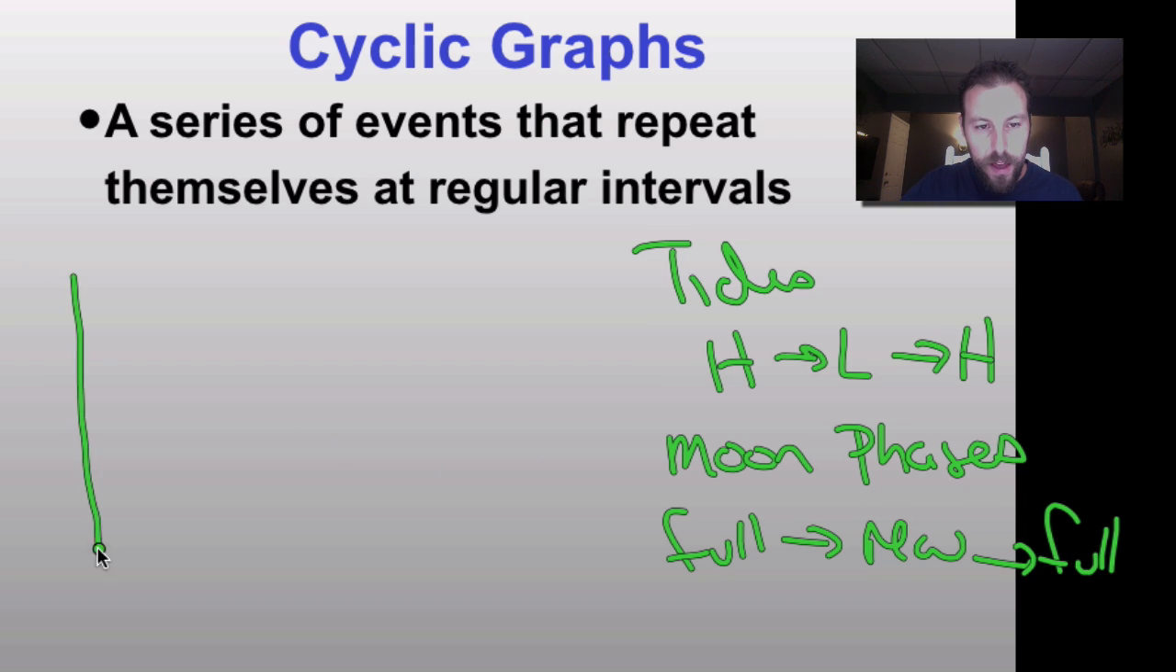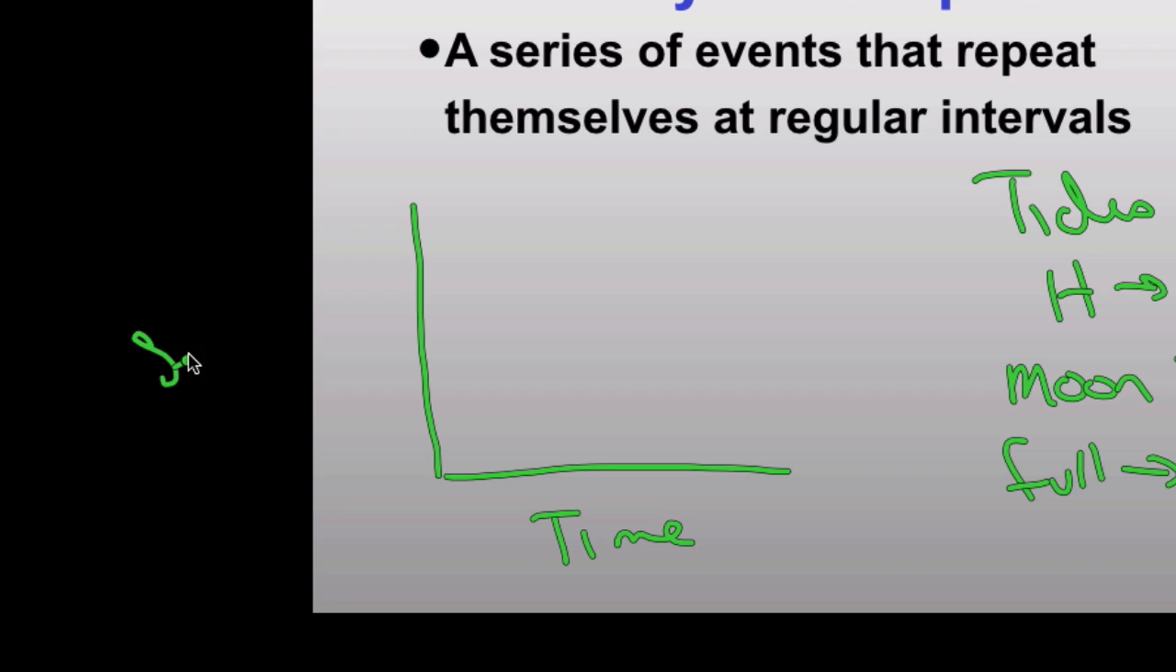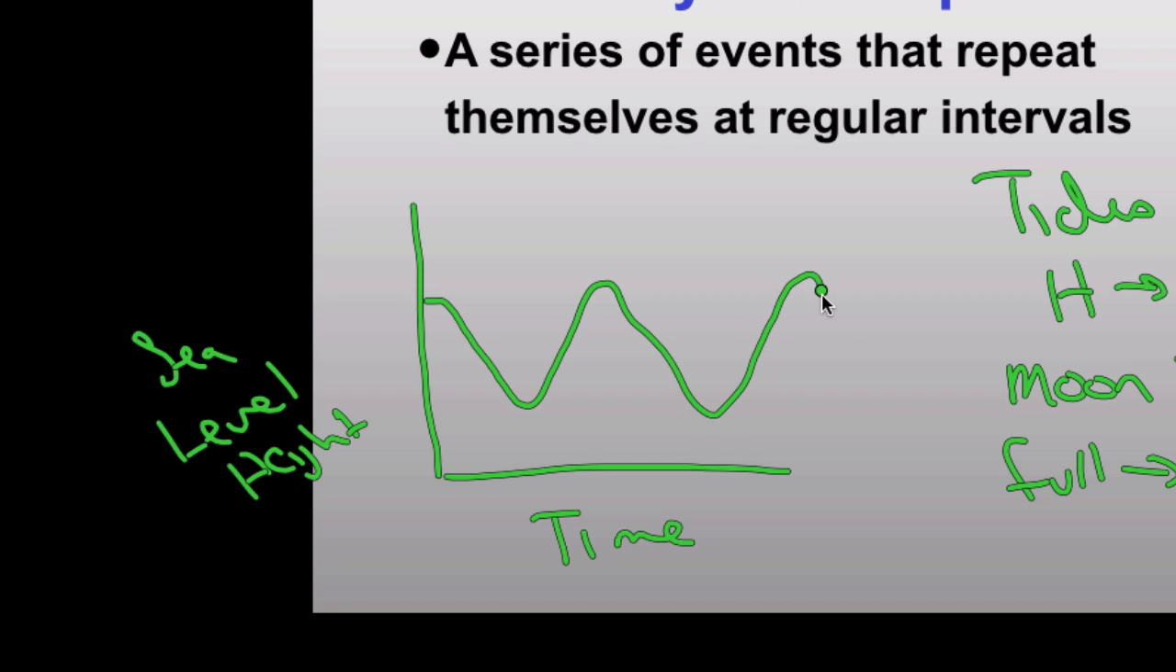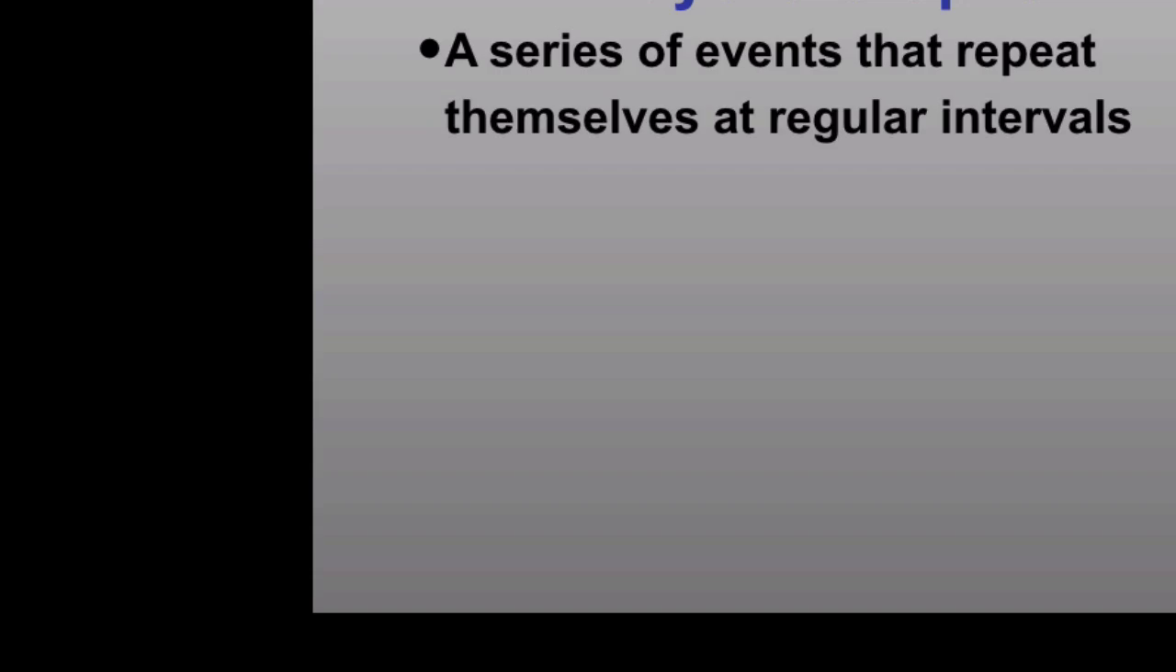So for a graph like that, for tides, we could do time, and then along the y-axis, we could do sea level height. We could start off with a high tide, go to low, and then high tide, going back up, low, high tide, low. And notice that we have this cyclic or repeating high tide over time, with our low tides down over here. Just another example of a cyclic graph.